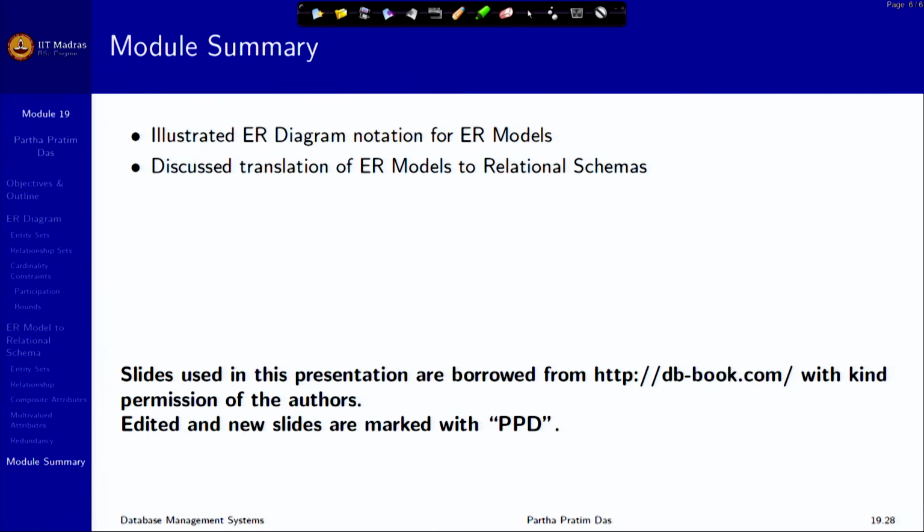So, this brings us to the end of discussions in this module. We have discussed the basic ER diagram and translation of ER models to relational schema, and we will continue in the next module. Thank you very much for your attention, and see you in the next module.